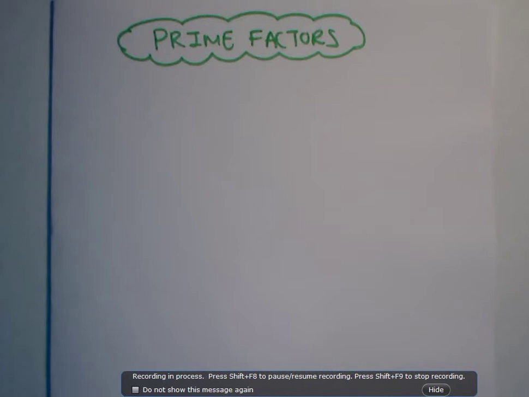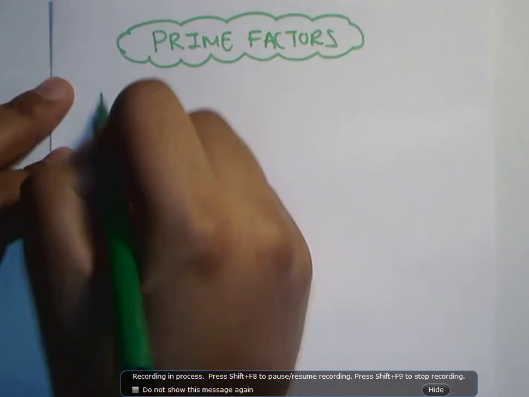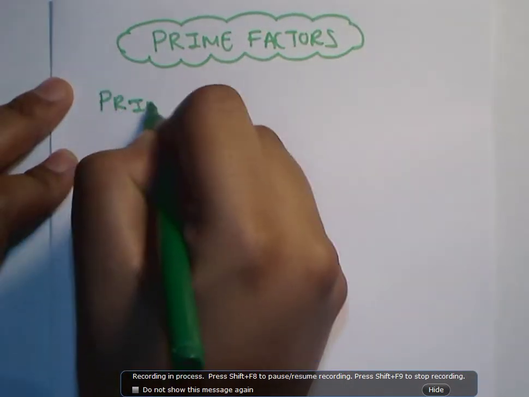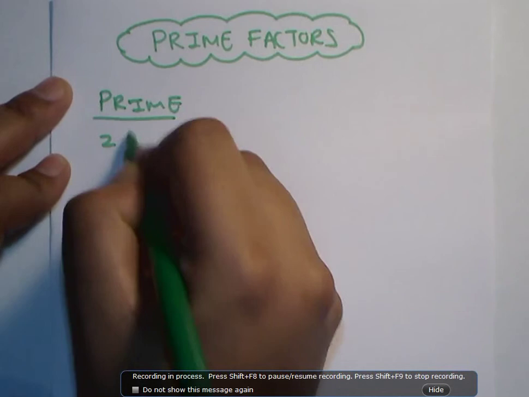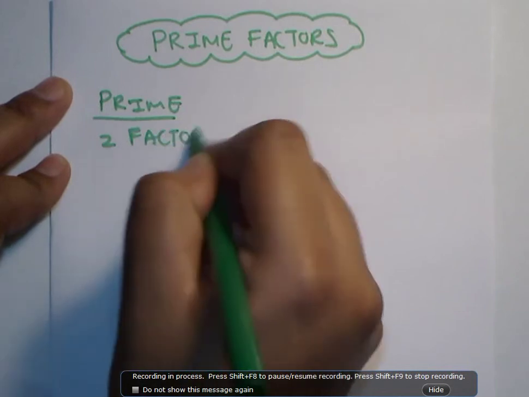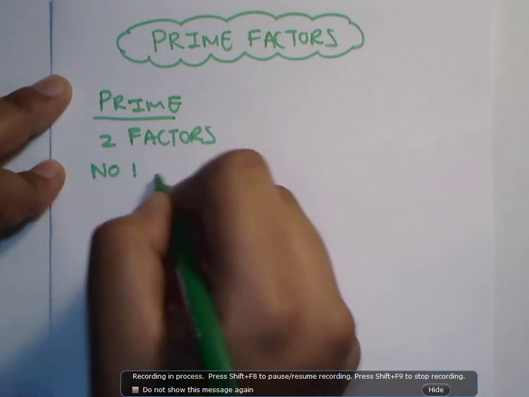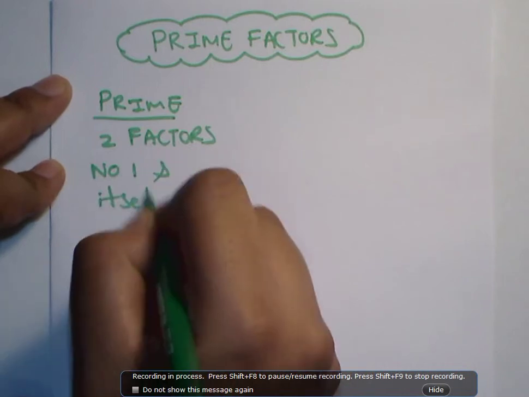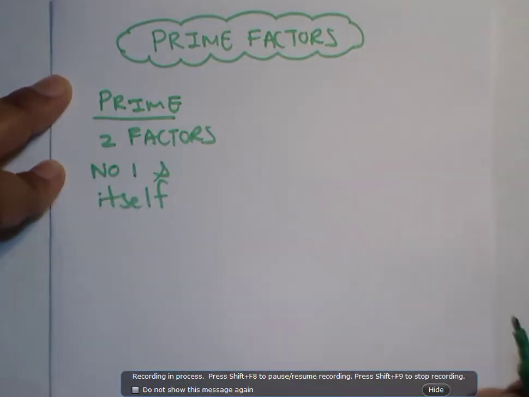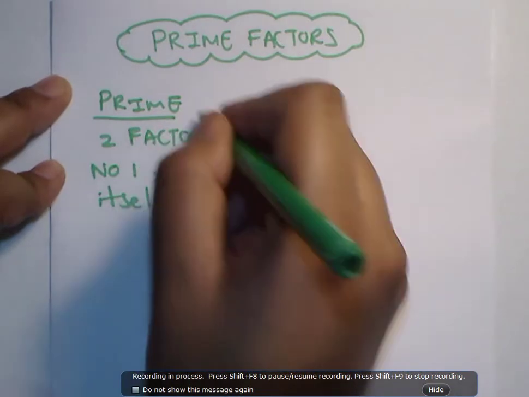A prime number is a number that has only two factors: the number 1 and itself. Okay, so those are what prime numbers are.